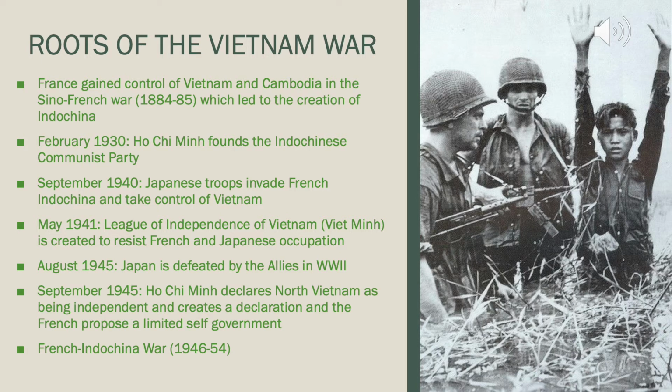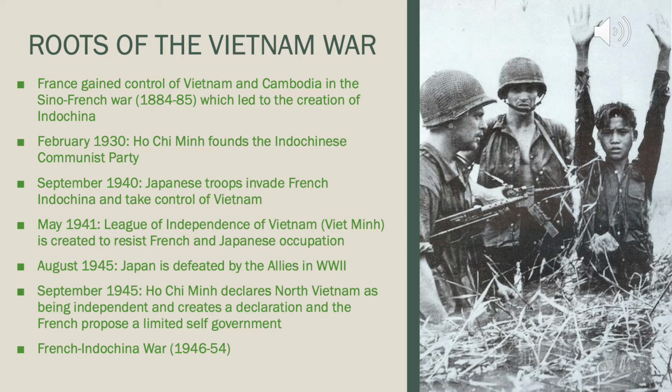So first we're going to be talking about the roots of the Vietnam War, and we're going to start off by talking about how France had control over Vietnam and other countries, and they gained this control in the Sino-French War, and this led to the creation of Indochina, which was France's colony. And then a little bit later in history, Ho Chi Minh created the Indochinese Communist Party in 1930, and this was the first sign of communism in Vietnam.